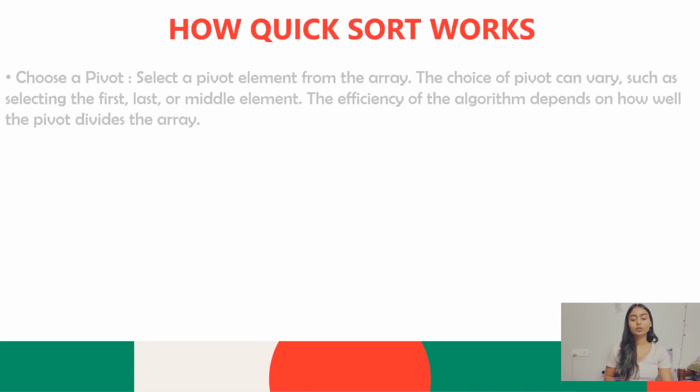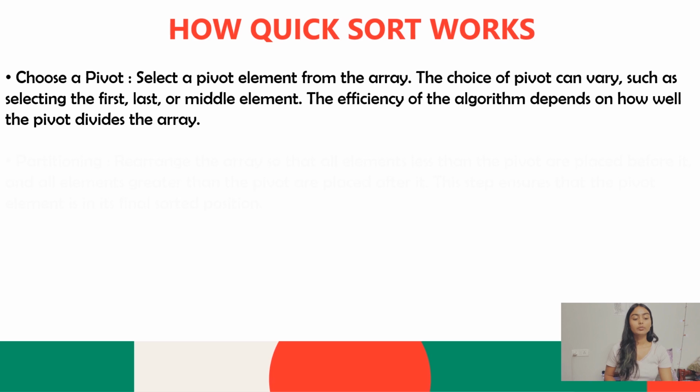So how does QuickSort work? First, we choose a pivot, select a pivot element from the array. The choice of pivot can vary, such as selecting the first, last, or middle element. The efficiency of the algorithm depends on how well the pivot divides the array.